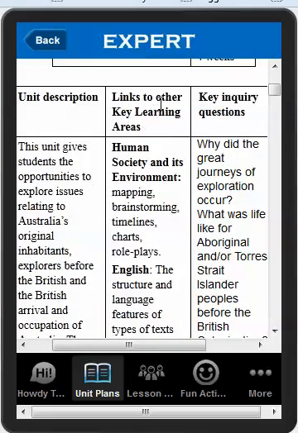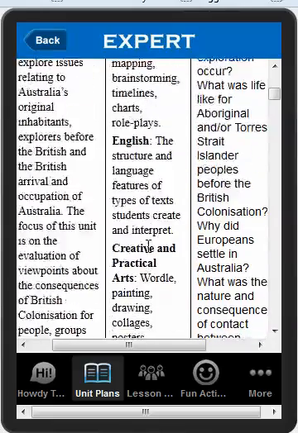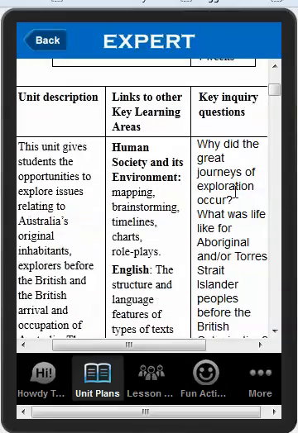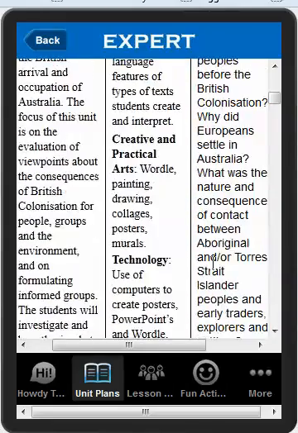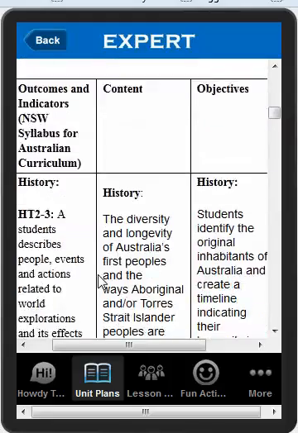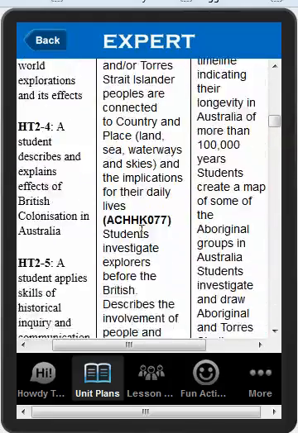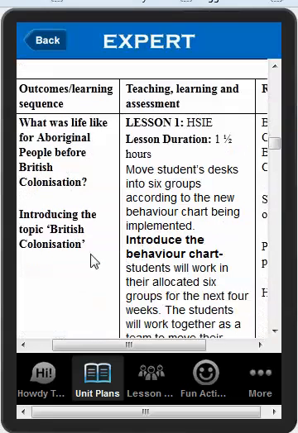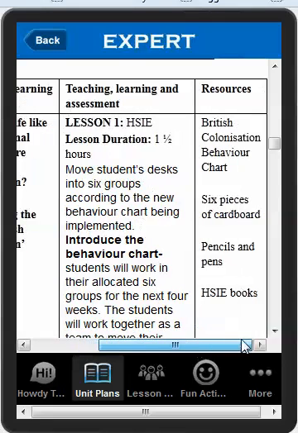I link them to key learning areas such as English, HSIE, creative arts, and technology, because technology does play an important role in this unit plan that I've made. And then the key questions that the teachers have to worry about. And down here is some of the key indicators that the teachers will be using. And then here is really about the teaching and learning, the outcomes, and the resources that I've used.